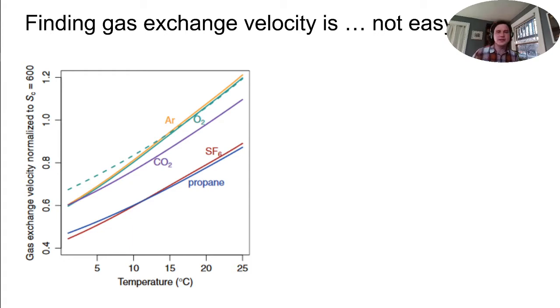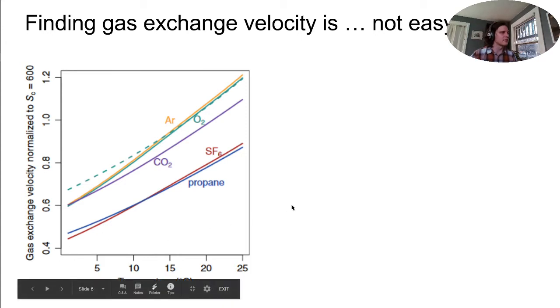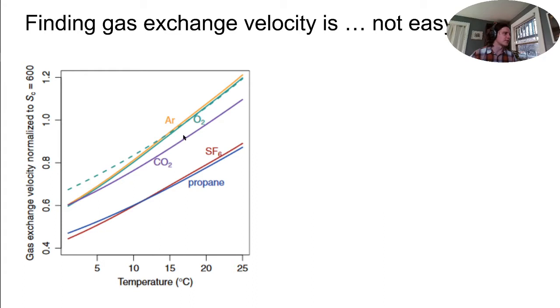We do know it depends on some things that we've talked about in previous classes, but for one, gas solubility. Gas exchange velocity is going to depend heavily on the temperature, and so you can see that at higher temperatures, you have higher gas exchange velocities, and that's very common across all gases really.